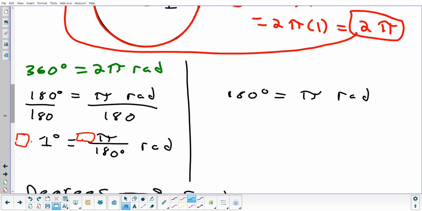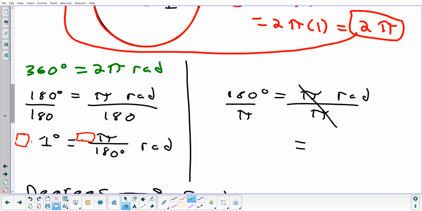Now, to convert the other way, instead of getting a 1 on the left, let's get a 1 on the right. Again, you give someone a conversion, the simplest way to do it is to put a 1 in it. What could I divide both sides by that would give me a 1 on the right? Yep, pi. Divide by pi. And divide by pi.